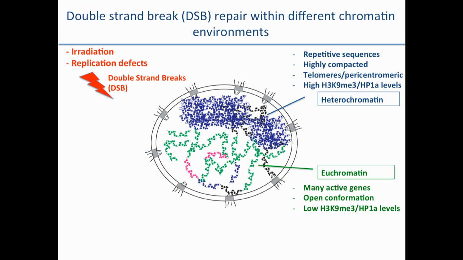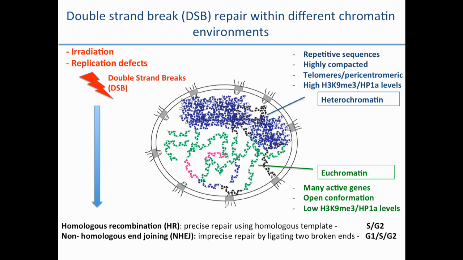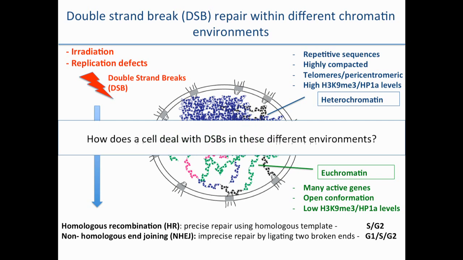So cells are continuously being exposed to DNA damage, such as irradiation or endogenous defects, such as replication defects, that can lead to double-stranded breaks. The two main repair pathways for double-stranded breaks are homologous recombination, in which a template is used to very precisely repair the DNA damage, or non-homologous end joining, in which the two ends are just ligated together, and this could result in small insertions and deletions at the break site. Homologous recombination is active at the S and G2 phases of the cell cycle, whereas non-homologous end joining is active throughout the cell cycle.